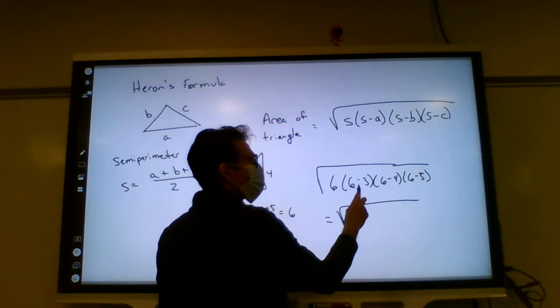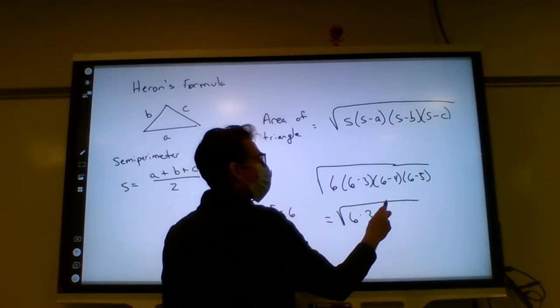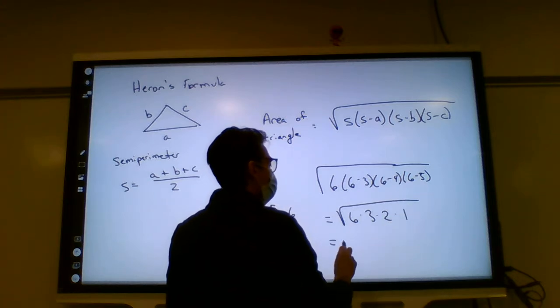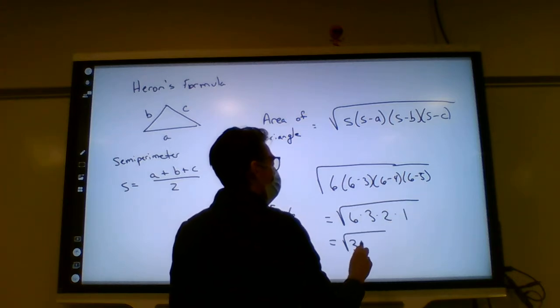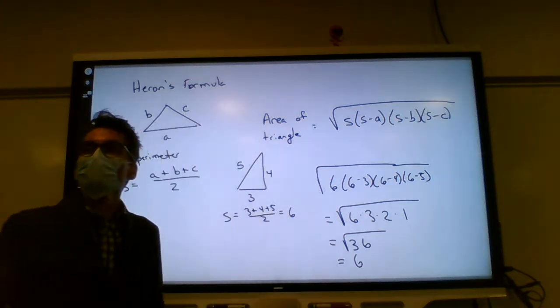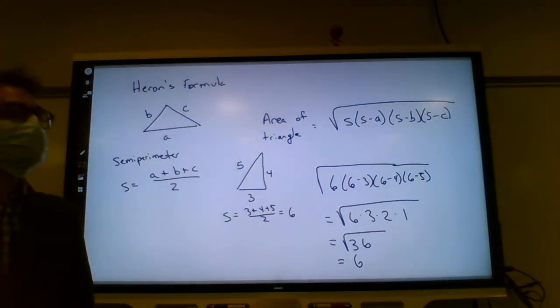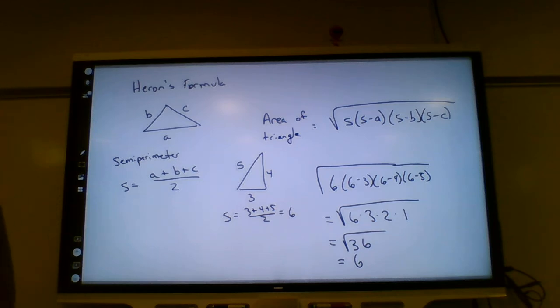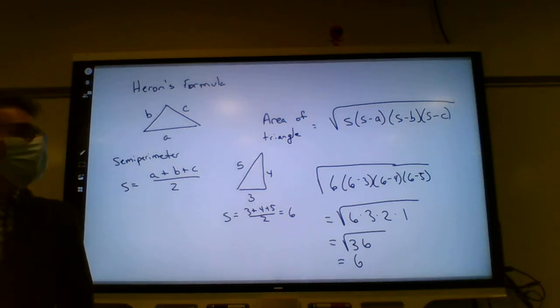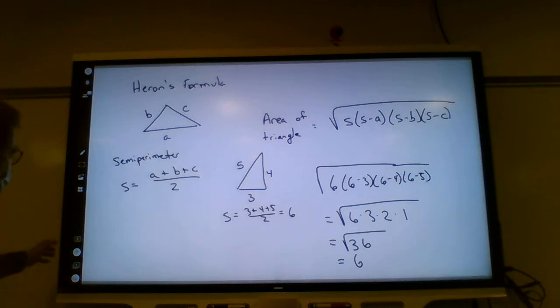Six times 3 times... which is the square root of 36, which is 6. And so at least in that example, it gives the right answer. Now it could be that this is only reserved for right triangles, but let's take a look and see what else we can do with this.